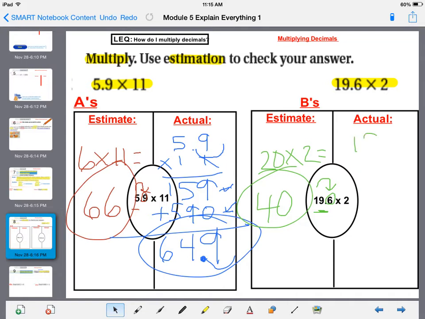I'm going to go ahead and do 19 and 6/10 times 2. Again, not worrying too much about that decimal point until the end. 2 times 6 is 12. 2 times 9 is 18, plus 1 is 19. 2 times 1 is 2, plus 1 is 3. And I have 1 decimal place that I have to worry about. And so my answer is 39 and 2/10. Close to 40, very close. I know that I'm right.